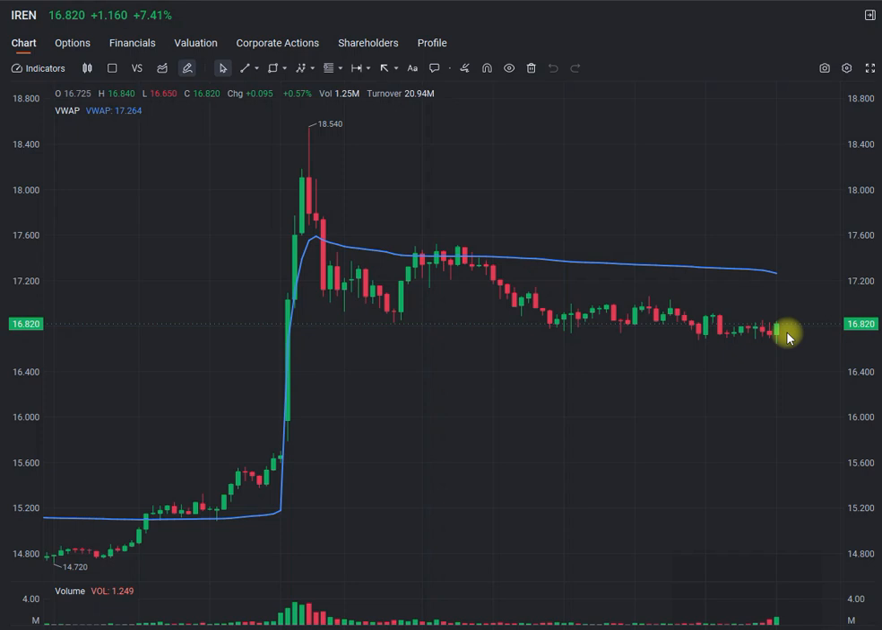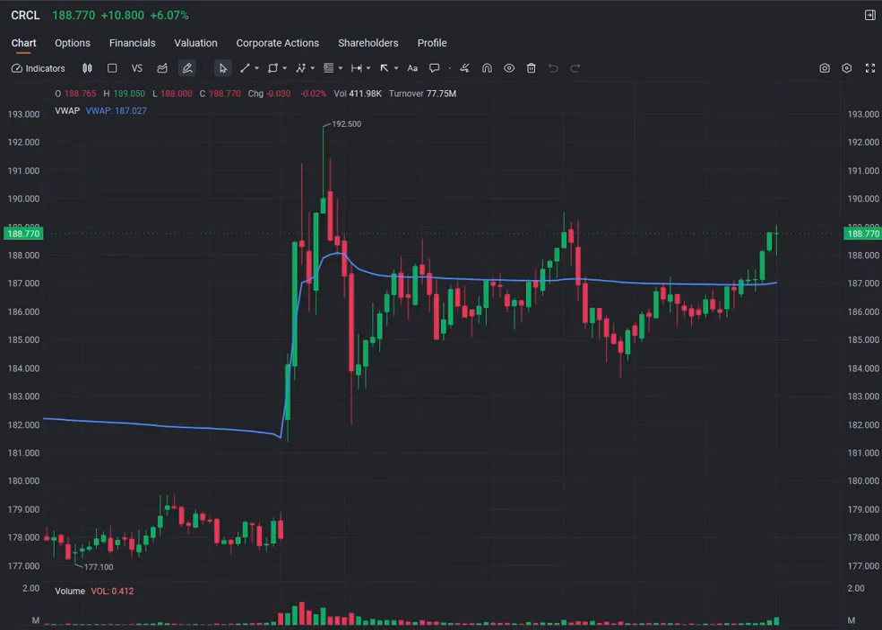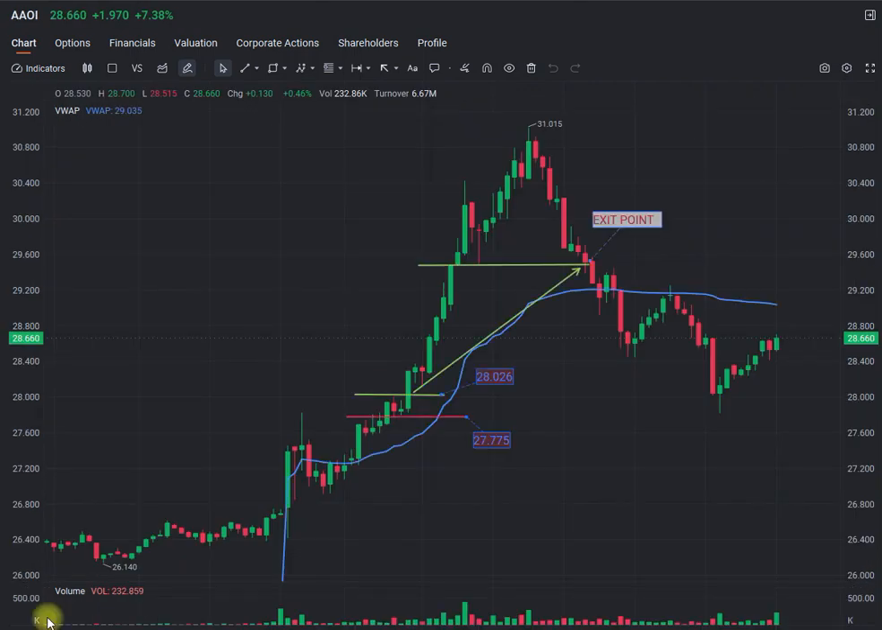So that's how I'm starting to build trade ideas. Let's look at another stock. In this case, one that I already compiled for you. Okay, this one that we already talked about. This is AAOI, Applied Optoelectronics. Now, what happened here?